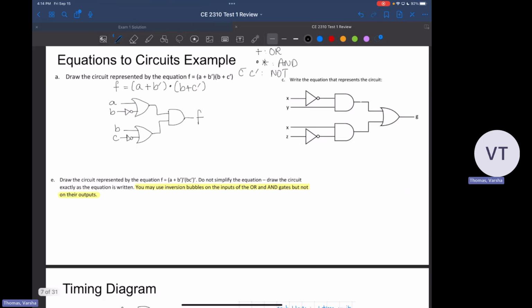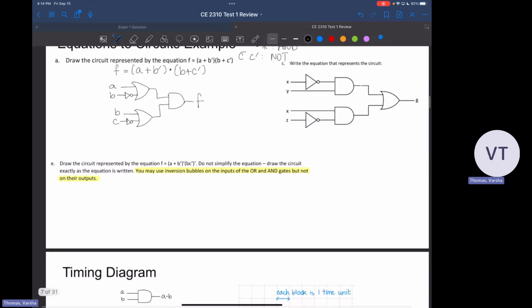This example over here on the bottom, example E, is one of those where you're given clear instructions that you may use inversion bubbles instead of NOT gates on gate inputs, but not outputs. So read your questions carefully. Make sure that you're not using the wrong kinds of inputs. So over here, you've got F is equal to (A or B) naught, the whole thing is a naught, and (B and C naught), the whole thing is inverted.